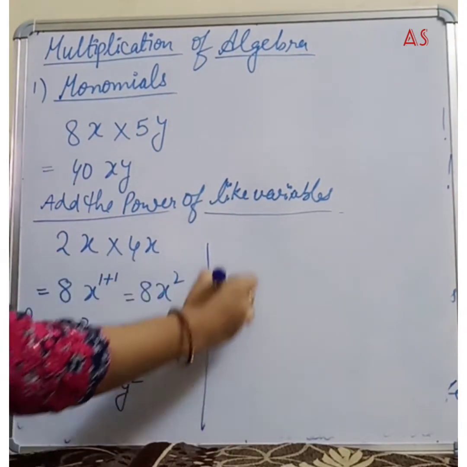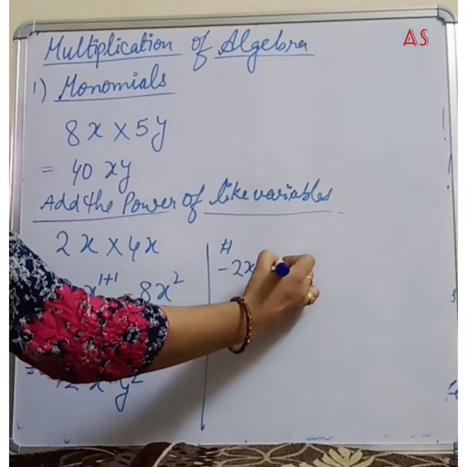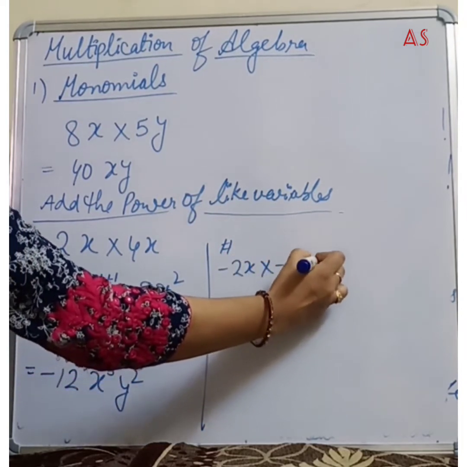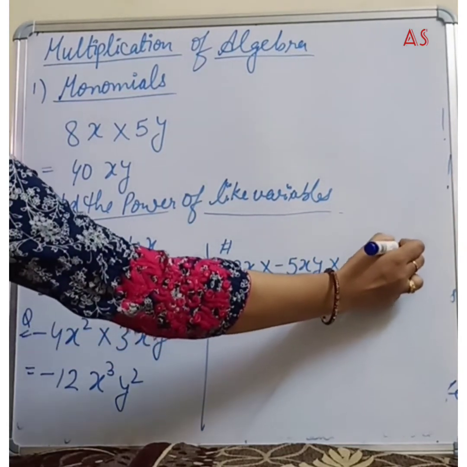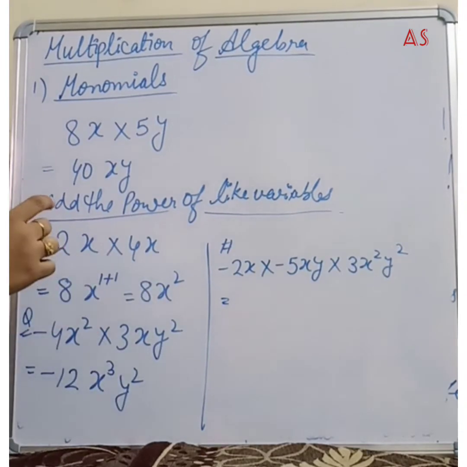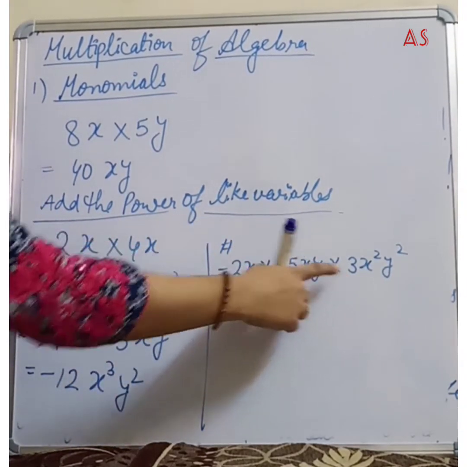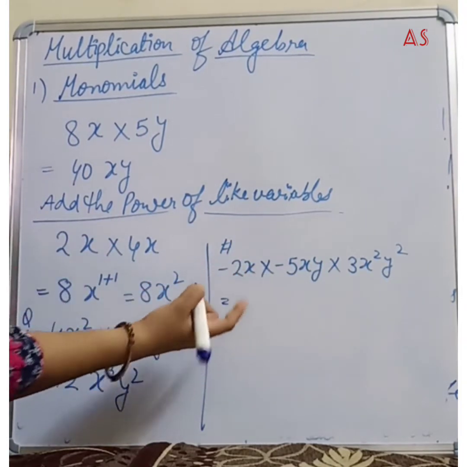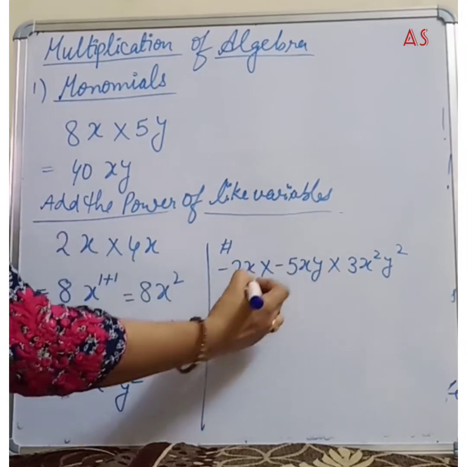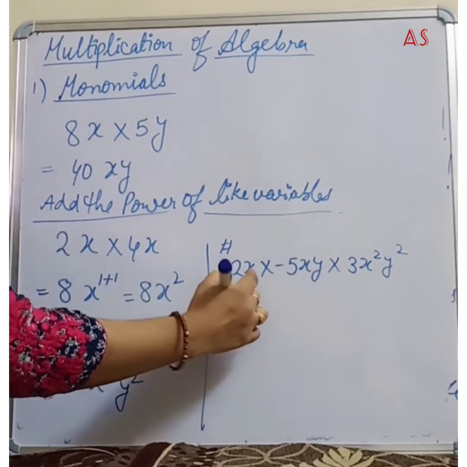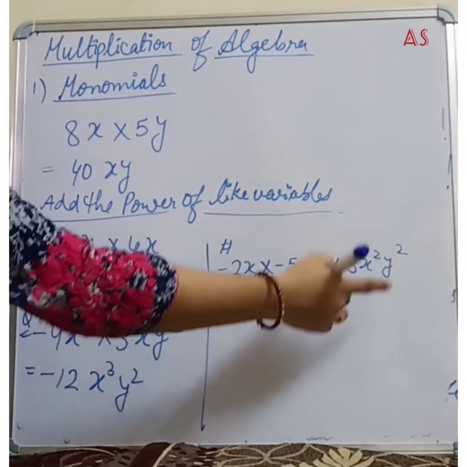Suppose your question is minus 2x multiply minus 5xy multiply 3x square y square. Now firstly keep the sign in your mind. Firstly we always take the sign for multiplying: minus minus is plus, and the plus sign we will not write. Now the numerical value: 2 5s are 10 and 10 3s are 30. Now the variables: there are two variables, x and y. So firstly we take the x variables together.